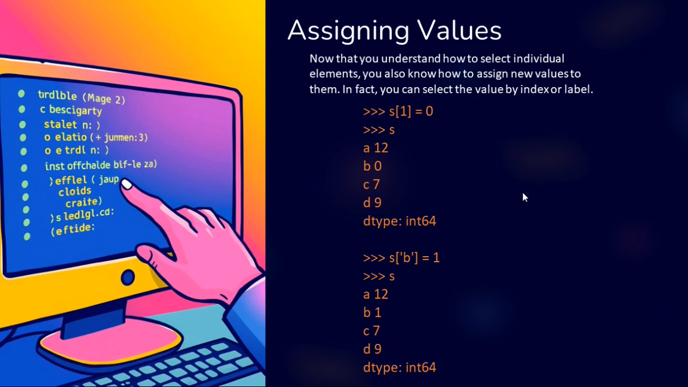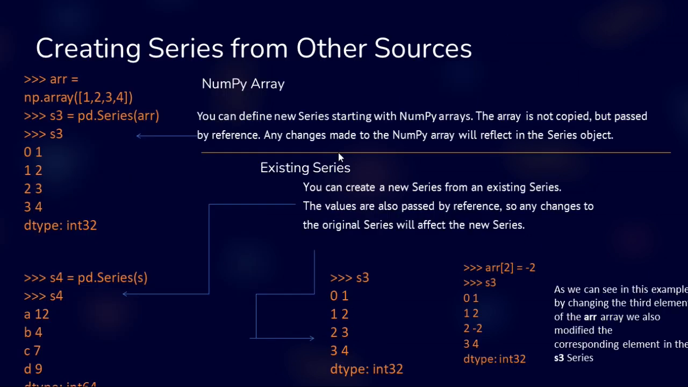Then we also saw how I can change the values of the series. Then we created a series from an existing NumPy array. We also created a new series from an existing series. A very important point that we learned is, when we create a new series from an existing series, please remember this, it is passed by reference. That means any changes you make in the original series, the new series will also be affected.